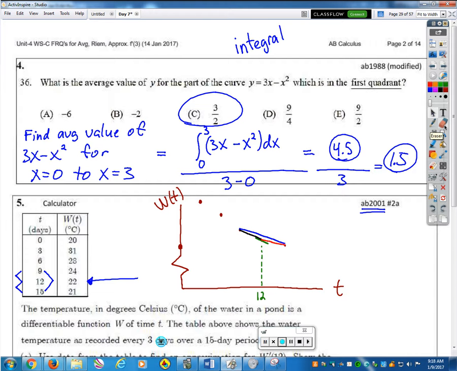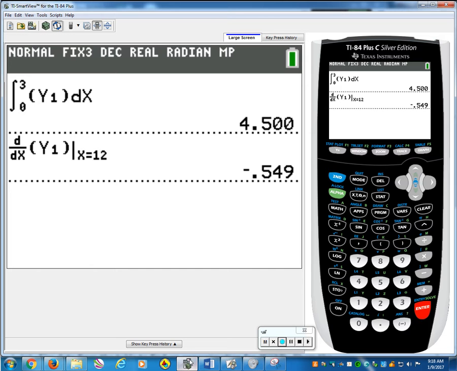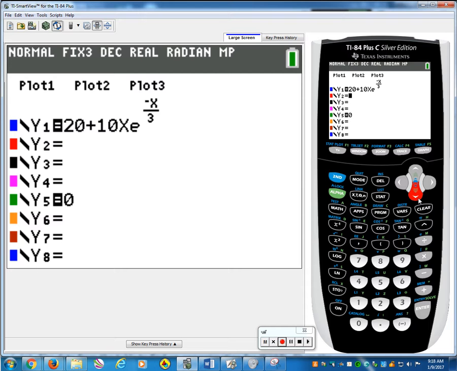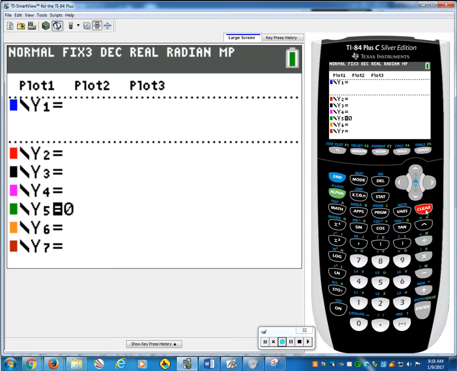So what we did last period is we first went to our calculator, went to y equal, clear this off. Someone raise your hand and just read to me the equation in number 4, please. 3x minus x squared. Deborah says 3x minus x squared. Points for Deborah. It says we're supposed to find the average value of this function in the first quadrant.